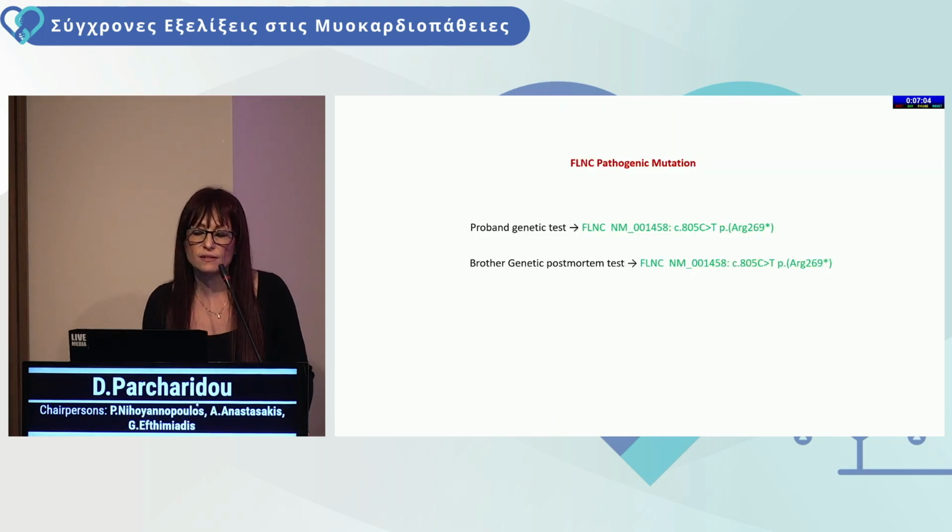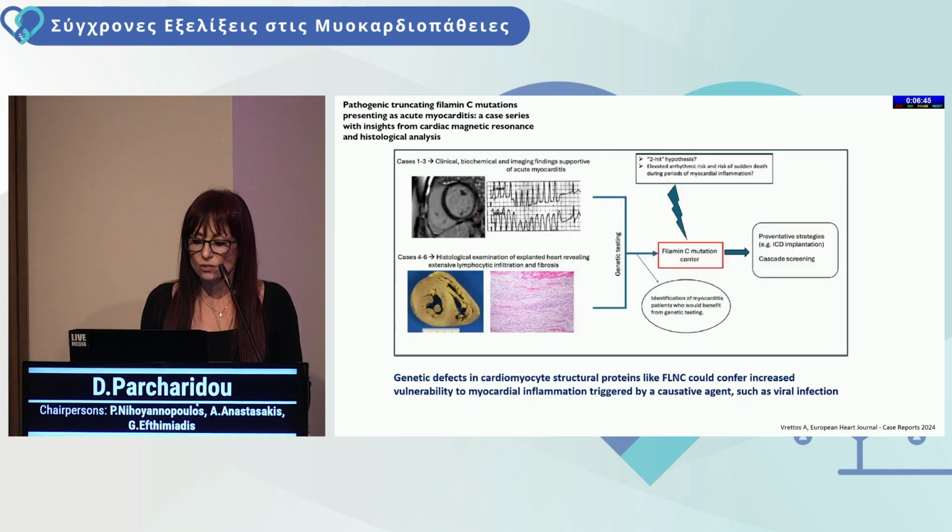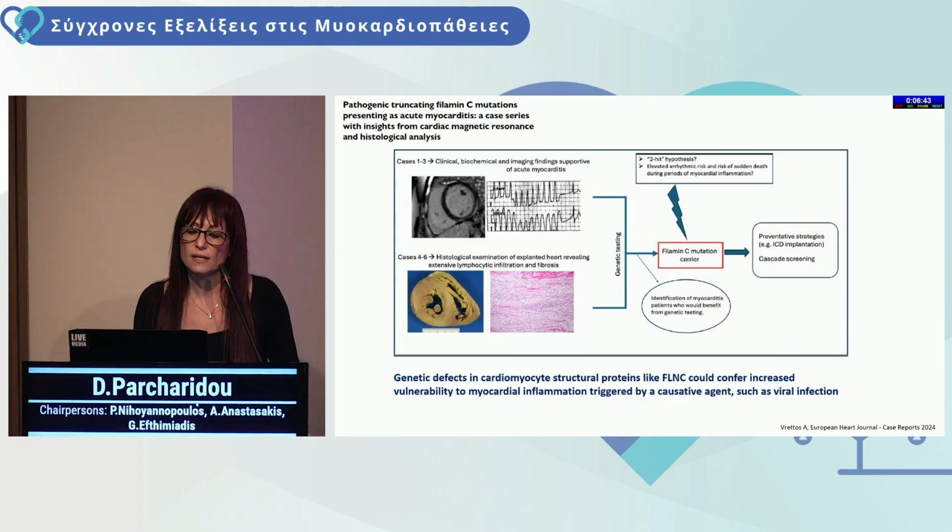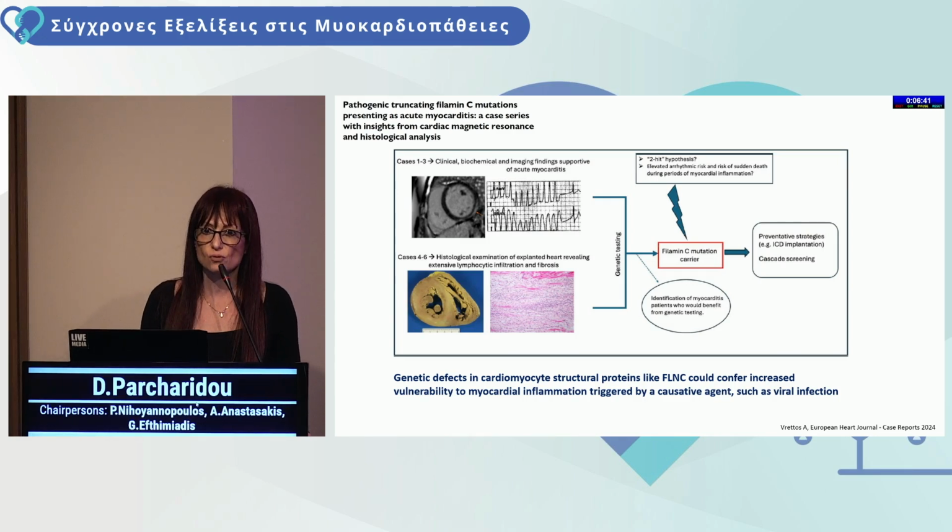So the genetic test result of the proband revealed a Filamin C pathogenic mutation. It is a nonsense mutation. We also did a post-mortem test on the brother of the proband, who was deceased from the myocarditis, and he was a carrier of the same mutation. It is known since 1996 from Cristina Basso, Domenico Corrado, and Gaetano Thiene publications about myocarditis and ARVC.